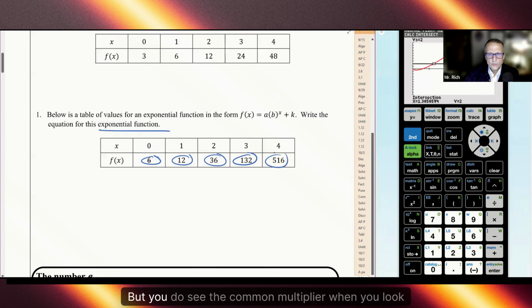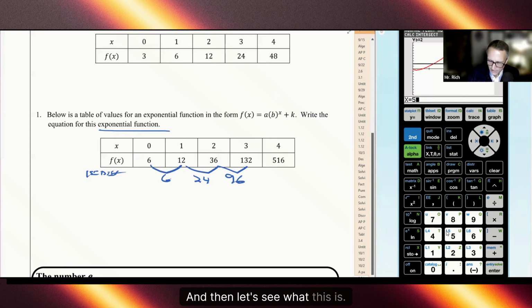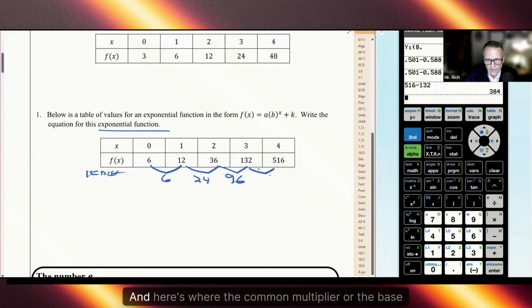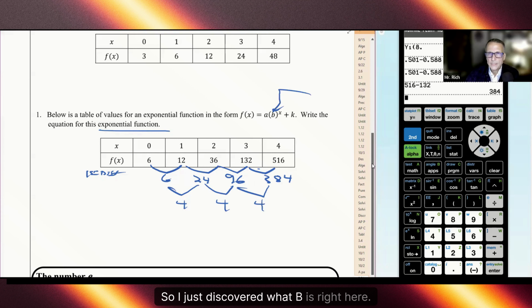So if you take a look at the differences here, this is an increase of 6. This is an increase of 24. That is an increase of 96, I believe. And then let's see what this is. 516 minus 132. Oh, there we go. So that's 384. And here's where the common multiplier or the base of the exponent shows up, because now you do have a common ratio. 24 over 6, 96 over 24, 384 over 96 is 4. So I just discovered what b is right here.